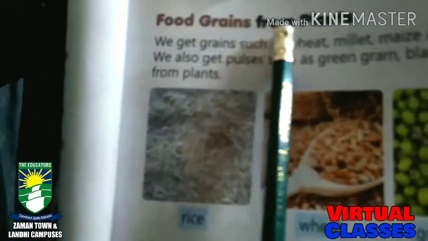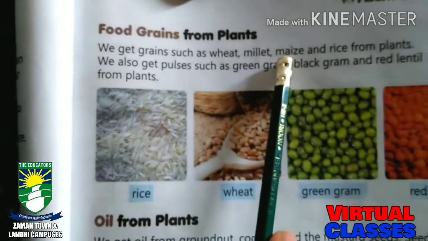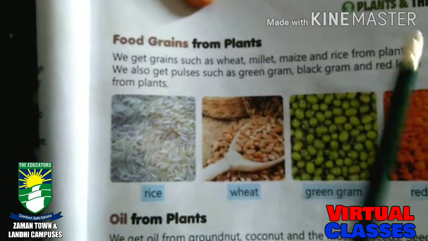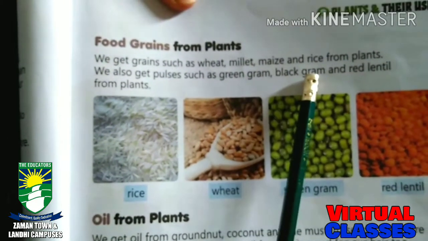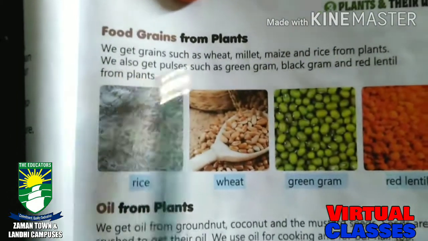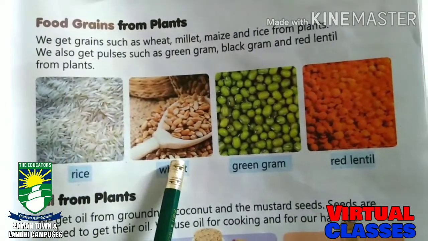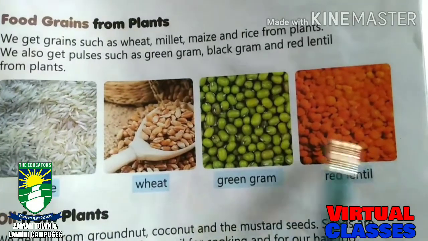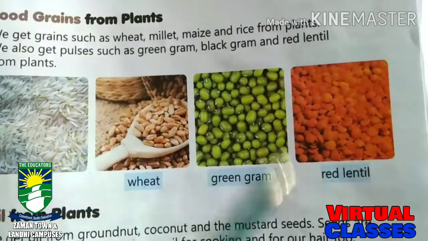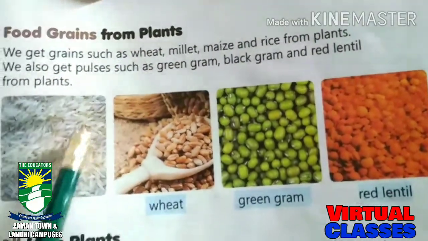Food grains from the plants. We get grains such as wheat, millet, maize and rice from plants. We also get pulses such as green gram, black gram and red lentil from the plants. Now you can see in these pictures rice, wheat, green gram, red lentil. These all are the examples of food grains and cereals that we get from the plants and we use as food.